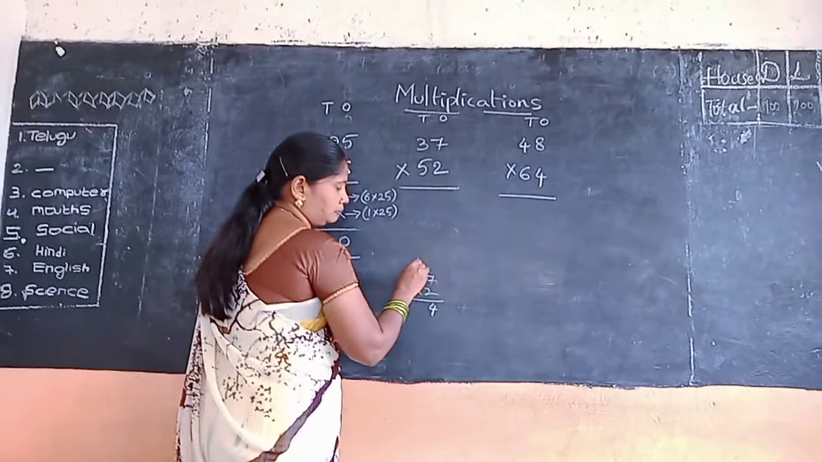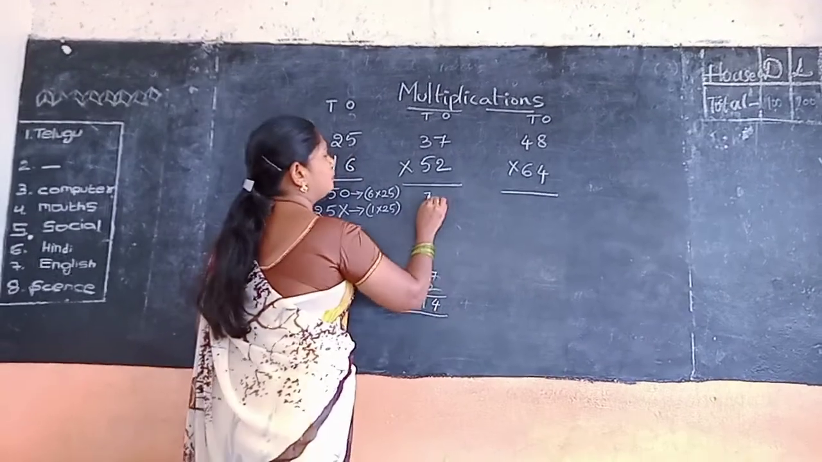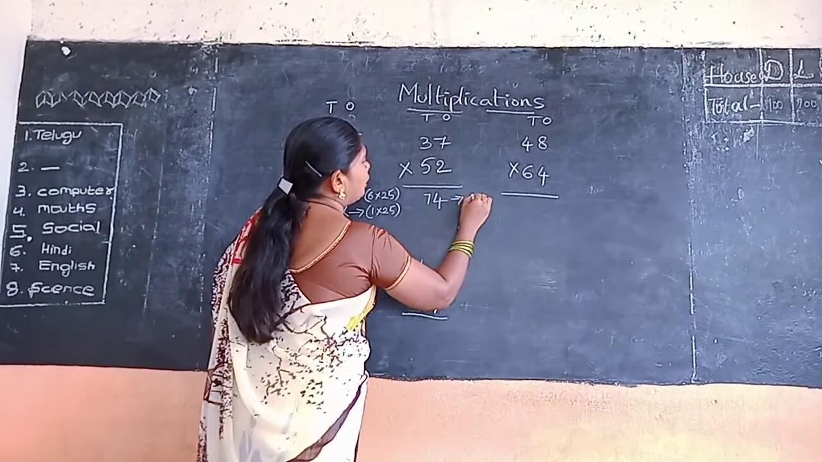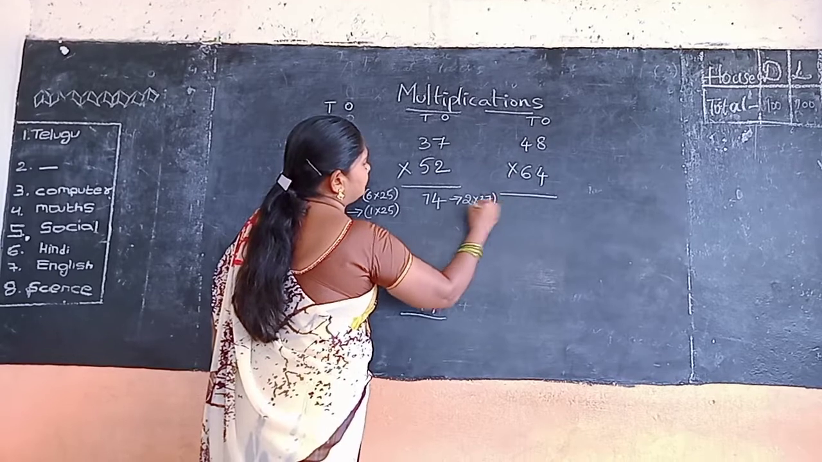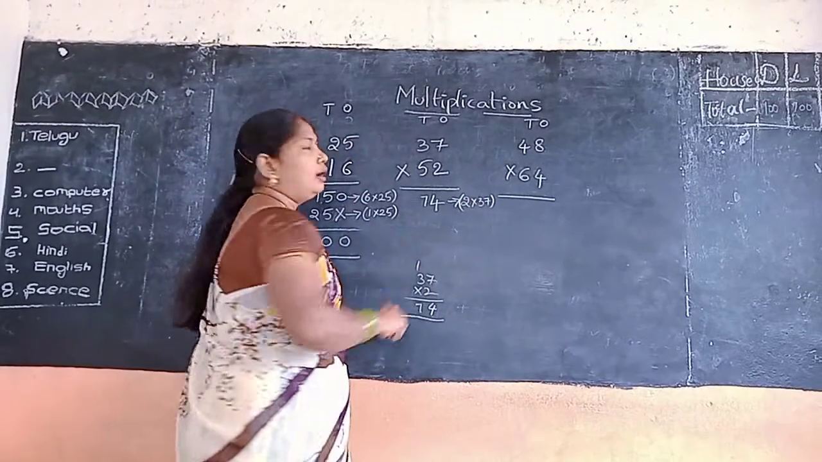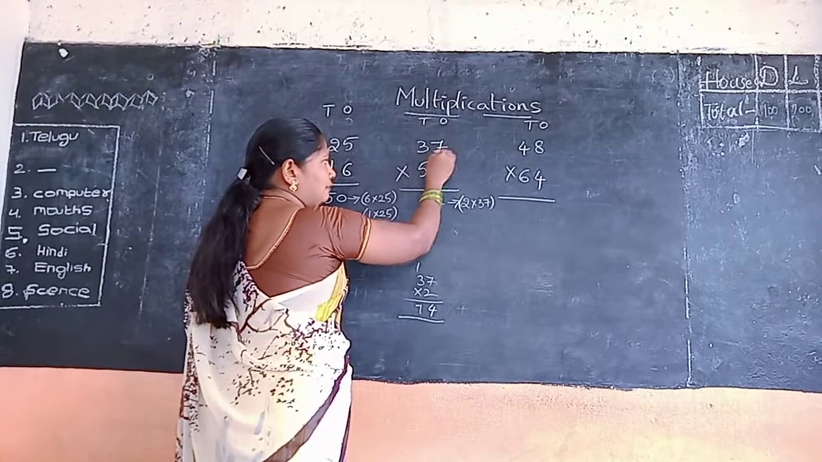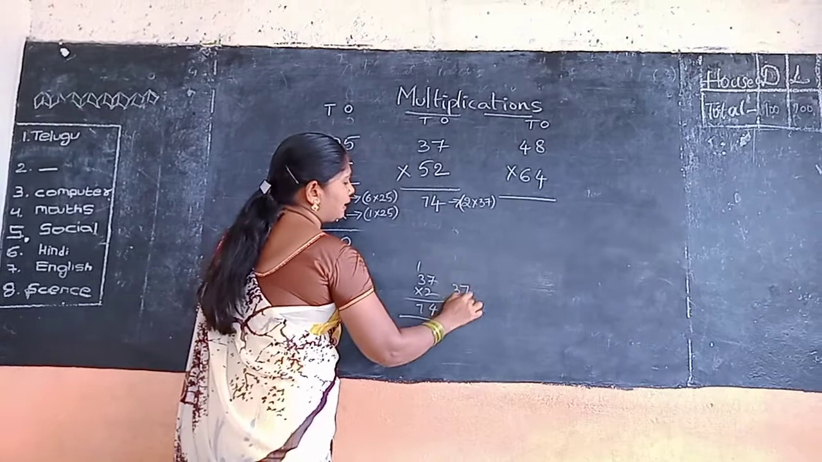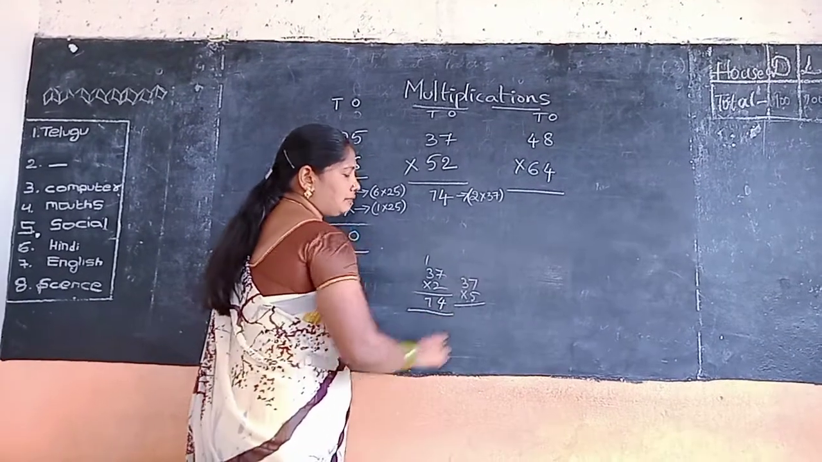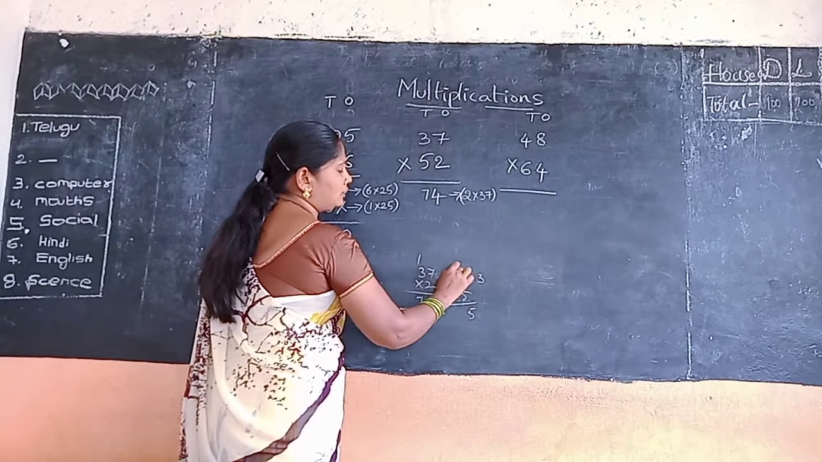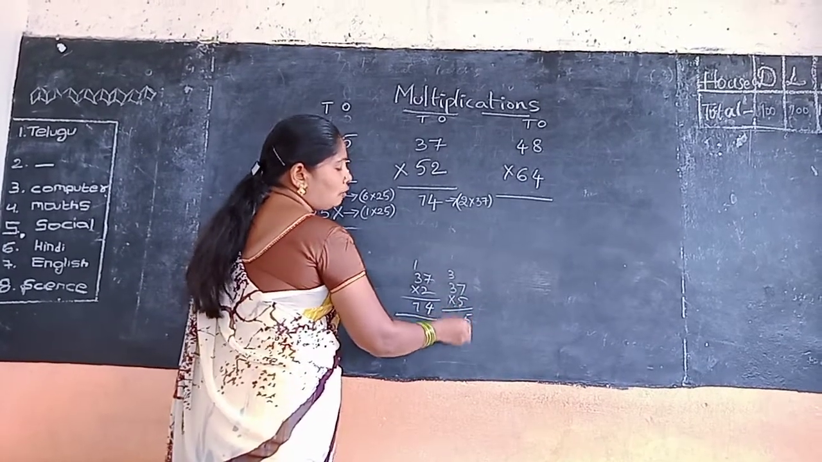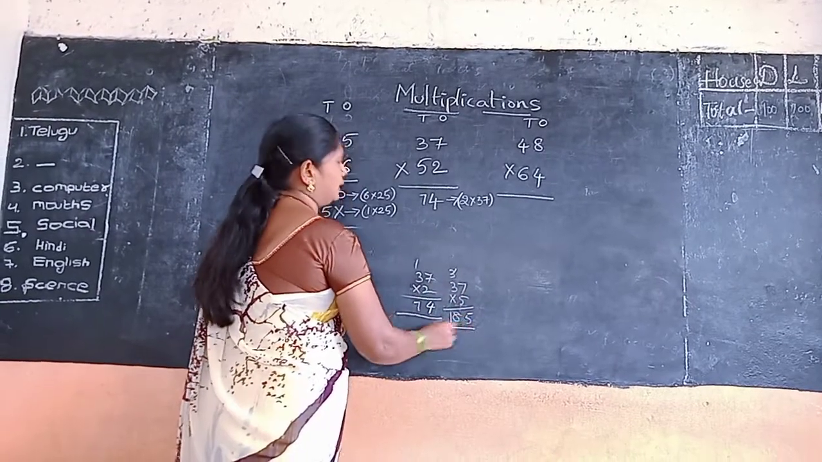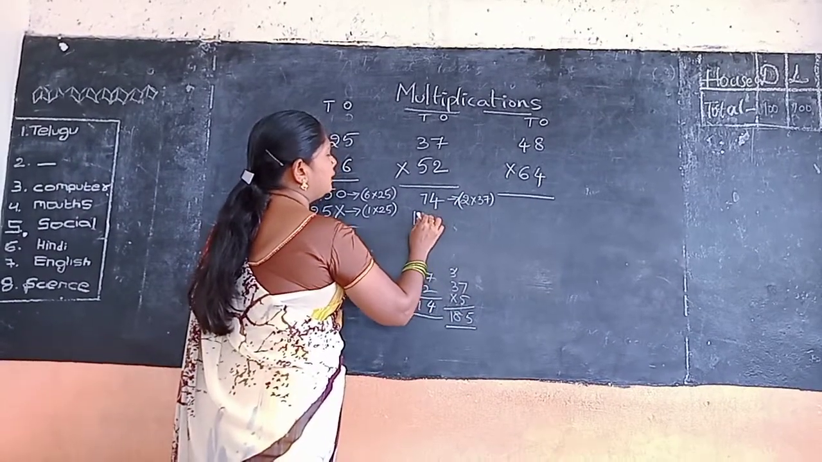2 3s are 6 plus 1, 7. That is 74. This is 74. This value is 2 37s. Next, you take 37 fives, or 5 37s, same value coming. 7 5s are how much? 35. Now carry the 3 in the 10's place. Now 5 in the 1's place. 5 3s are 15. 15 plus 3, how much? 18. Now write 18.